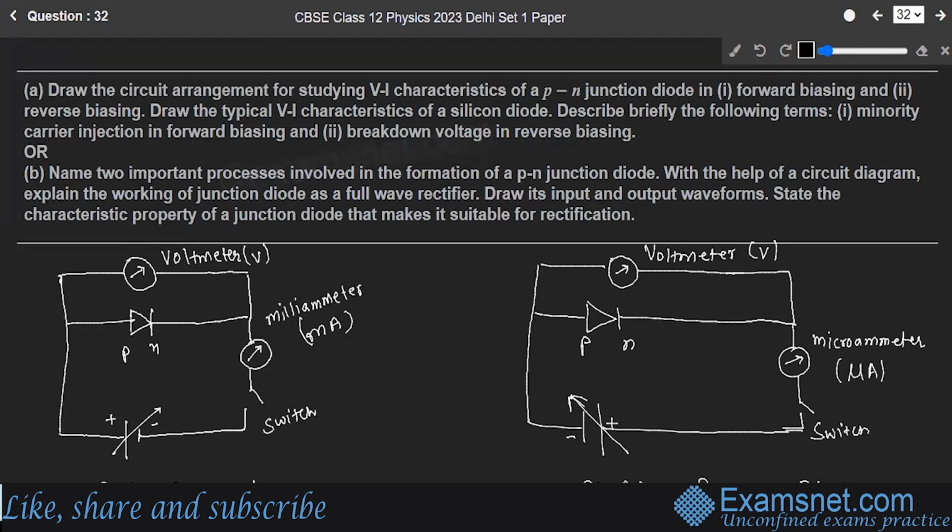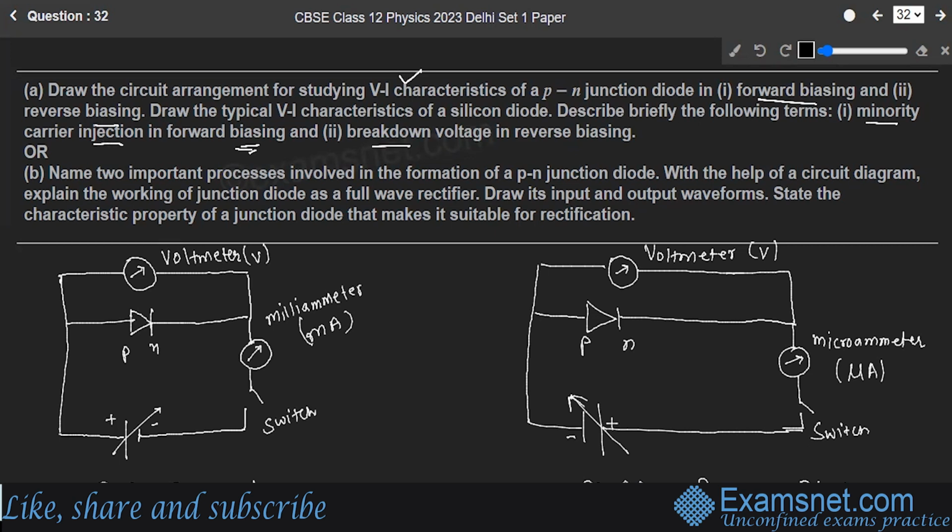Question number 32. Draw the circuit arrangement for studying VI characteristics of a PN junction diode in the forward biasing and reverse biasing. Draw the typical VI characteristics of a silicon diode. Describe briefly the following terms: minority carrier injection in forward biasing and breakdown voltage in the reverse biasing.